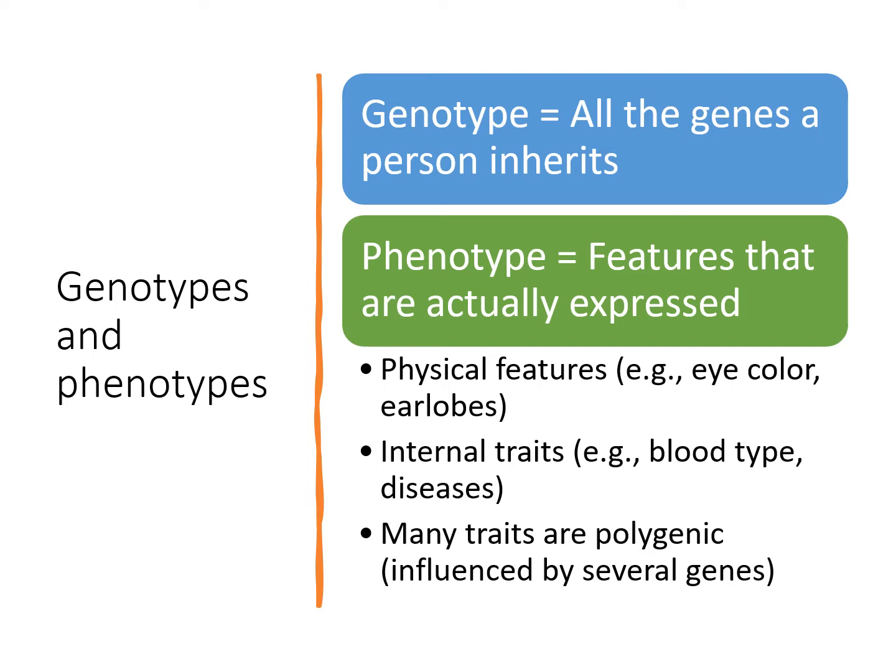Eye color is an example of polygenic inheritance. We don't just have one gene for eye color. It actually is thought to be influenced by up to 16 different genes. And so we would say that this is a polygenic inheritance that's taking place. Many genes are influencing this trait, not just one gene.